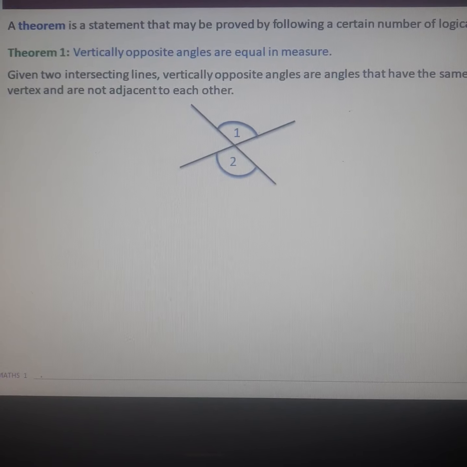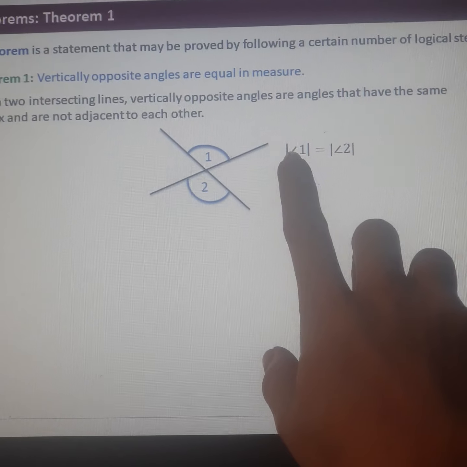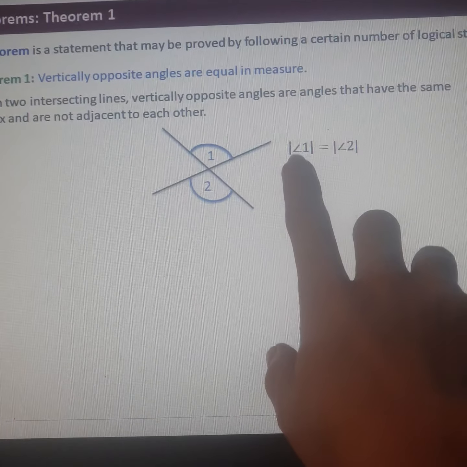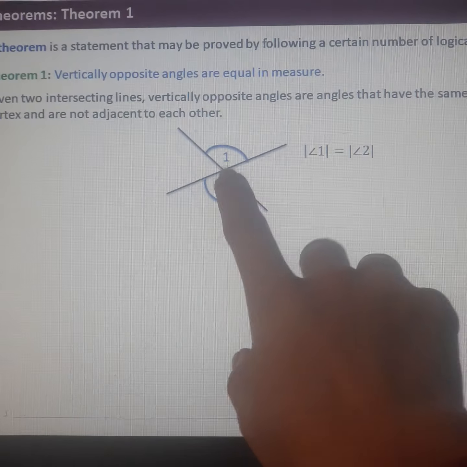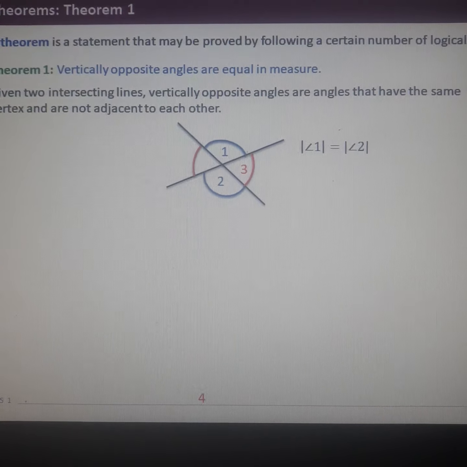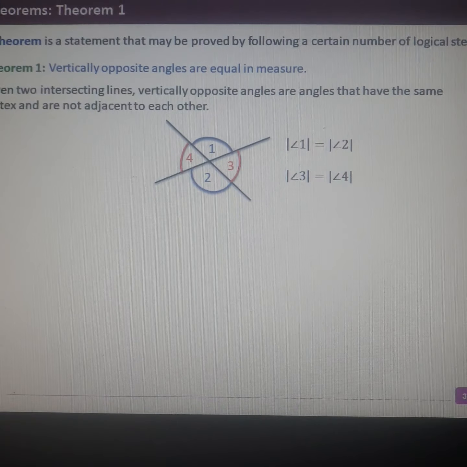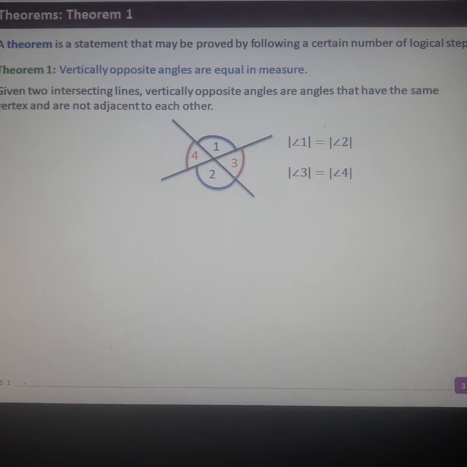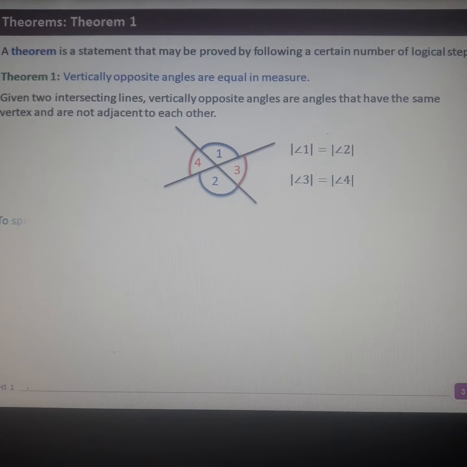So angle 1 and angle 2 are equal to each other. Remember, we use the straight brackets to acknowledge that we're talking about the measurement of the angle. If we didn't have the straight brackets there, we would just name the angles. Also, angle 3 and angle 4 are equal to each other. So the measurements of angle 3 and angle 4 are also equal through the theorem of vertically opposite angles being equal in measure. I'd like you to take down that theorem and the diagram as well.